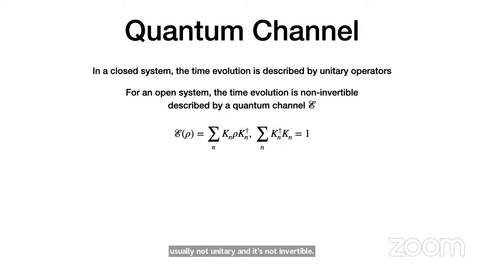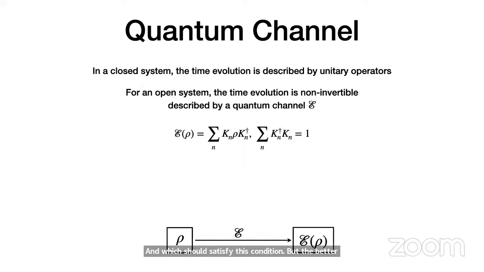So the mathematical definition of a quantum channel is the following. We have some density matrix, and we sum up the conjugation of the density matrix by the Kraus operators, which should satisfy this condition. But a better way to think about it is probably in terms of a purification. Any quantum channel can be purified into a unitary acting on a larger system.